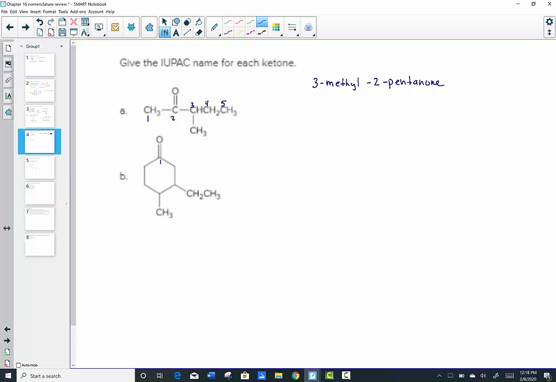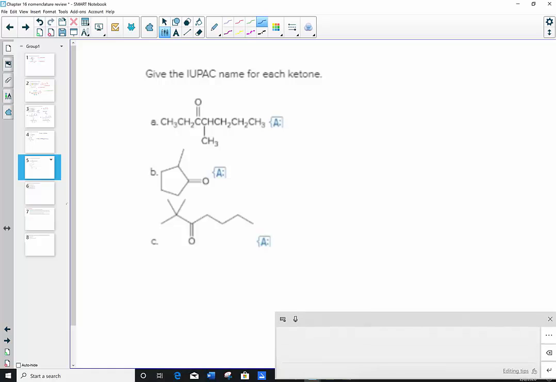Here's a ketone in a cyclic structure. It automatically gets carbon number 1, 2, 3, 4, 5, 6. Numbering in this direction gets the first substituent at the lowest number. And I'll alphabetize. 3-ethyl, 4-methyl, cyclohexanone. Lots of things to say, huh? 3-ethyl, 4-methyl, cyclohexanone. Oh, beautiful work. Couple more yet. Keep checking with me.